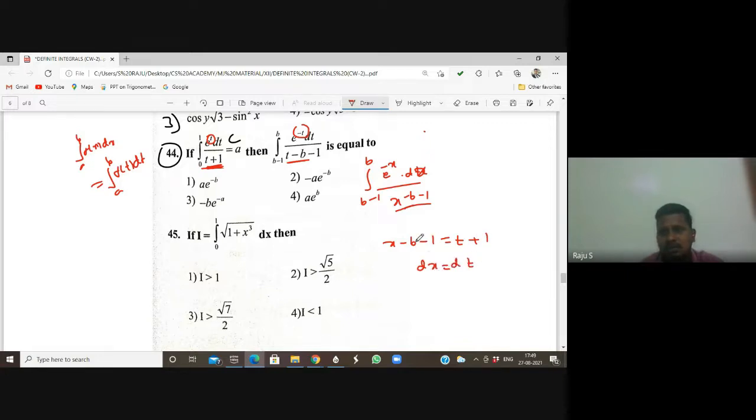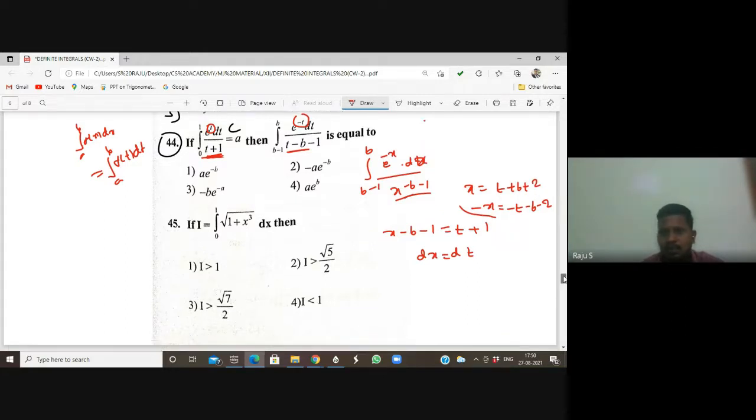Denominator is t. This total value I consider as t plus 1. Differentiate here, dx is equal to dt. Here minus x is there. What is the minus x value? Just take b and everything to the right side. x is equal to t plus b plus 2. Got it, students? Minus x value is minus t minus b minus 2. Once again, this total value I consider as t, when I consider dx is equal to dt.